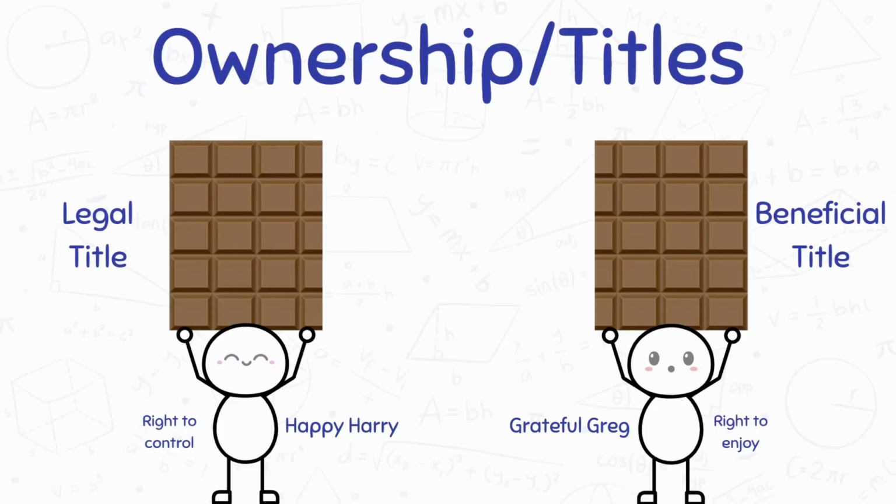Happy Harry then decided that he wanted to keep the legal half of the chocolate bar, so the right to control the bike, and he decided to give the beneficial title half of the chocolate bar to his friend Grateful Greg. So now it is Grateful Greg that has the right to enjoy the bike. So Happy Harry holds the legal title, and Grateful Greg now holds the beneficial title.